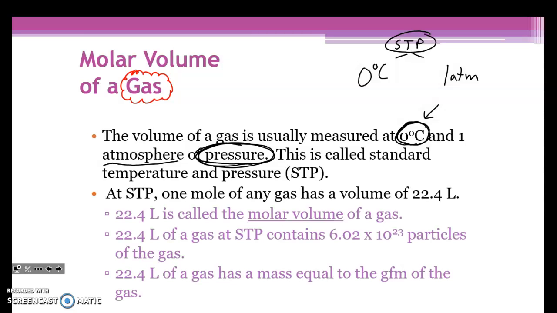At STP, 1 mole of any gas takes up a space of 22.4 liters. It doesn't matter what substance it is. If it's a gas and it's at those conditions, it's going to take up 22.4 liters. We call it the molar volume of a gas. It's equivalent to 6.02 times 10 to the 23rd representative particles of the gas. And 22.4 liters of the gas is going to have a mass that's equal to the gram formula mass, or the molar mass.